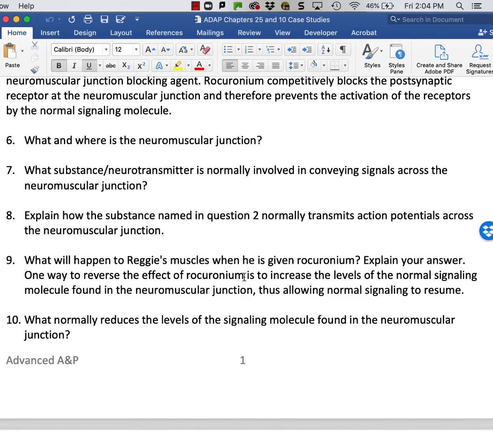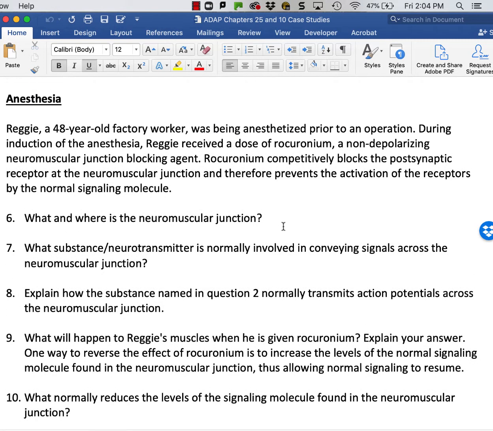What will happen to Reggie's muscles when he is given Roc? And explain your answer. What we said was Roc competitively blocks the postsynaptic receptor, so it's blocking that sodium-gated channel. It doesn't allow the sodium to enter into the cell, so the muscle cell can't depolarize, which is why we call it a non-depolarizing neuromuscular junction blocker, because it's not even allowing that muscle cell to depolarize.